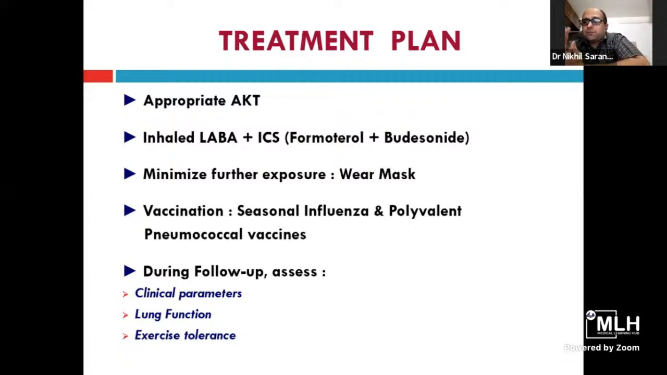So first and foremost, anti-TB treatment, then your inhaler therapy with bronchodilators and corticosteroids. You have to minimize further exposure by wearing a simple mask. Vaccination with seasonal influenza and polyvalent pneumococcal vaccine. And during follow-up, you have to assess periodically clinical parameters at every visit, and lung function and exercise tolerance you can assess every 3 to 6 months.